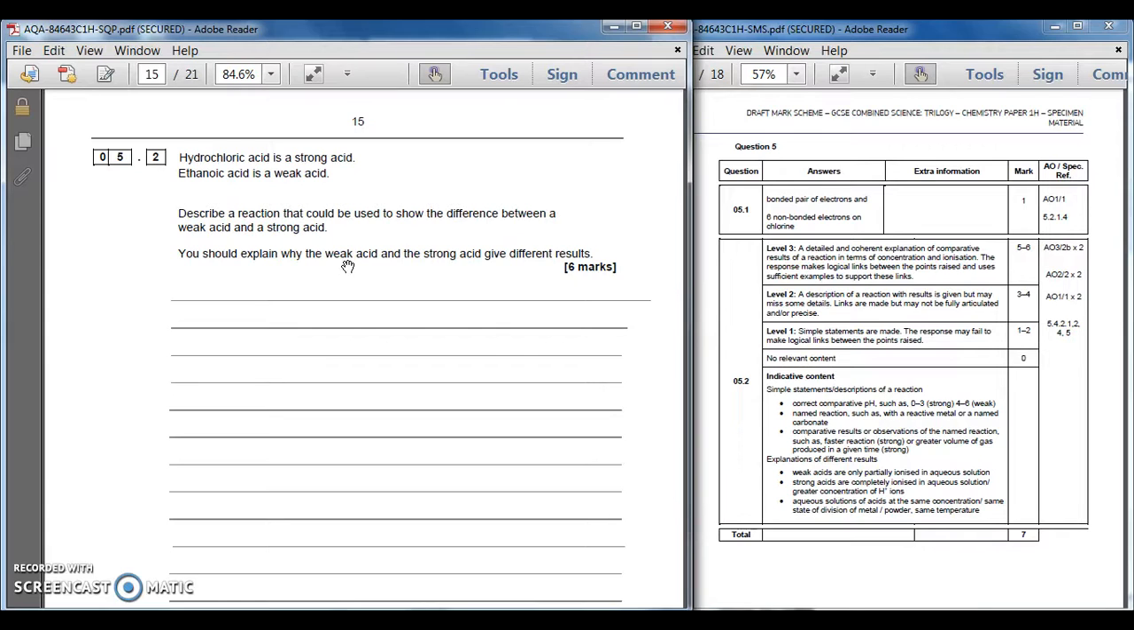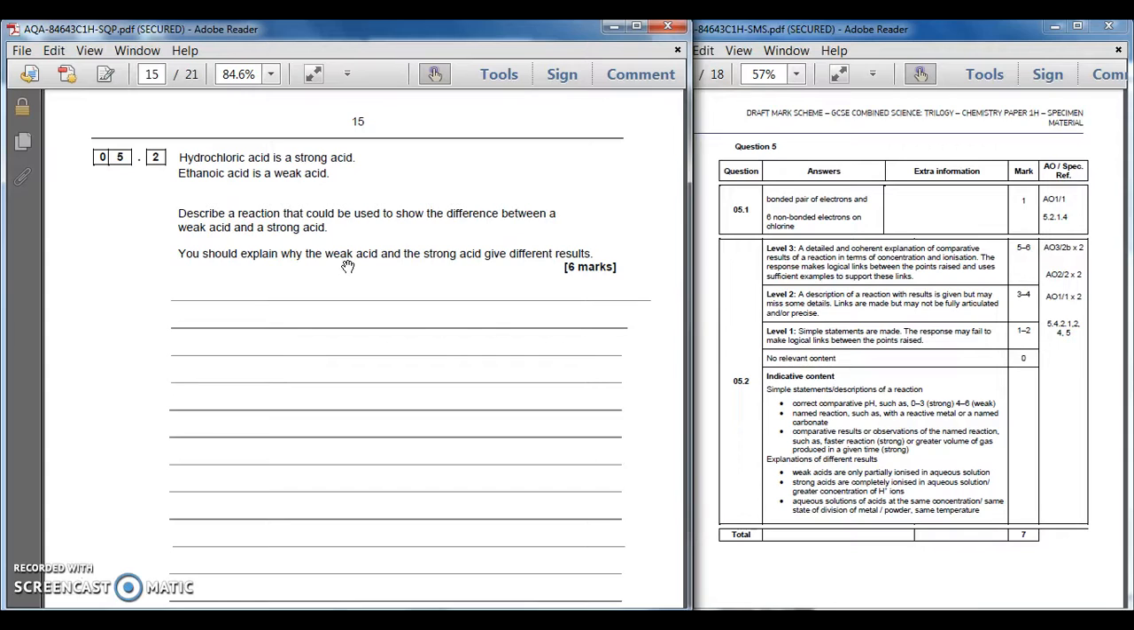Right from year 7 though, on the early easy marks, you can say something nice and straightforward, like you could use universal indicator. Strong acid would make it go red, that's a pH of 1 or 2, and weak acid would make it go sort of like a yellow or orange, pH 4 to 6 sort of territory. You can't say litmus because it only goes red or blue. It doesn't give you any indication of the strength of the acid.